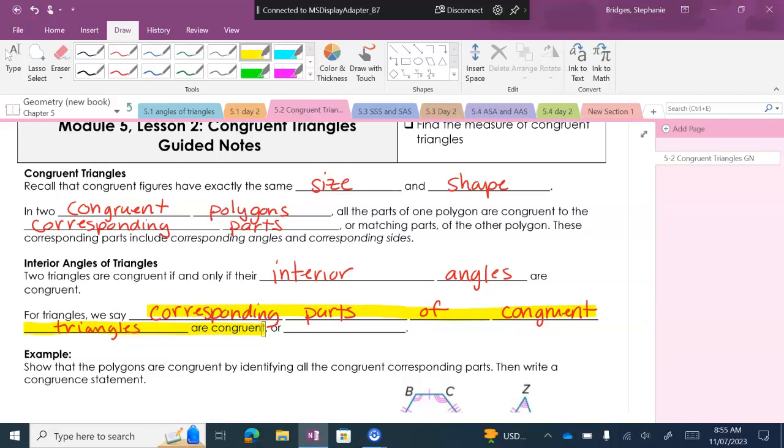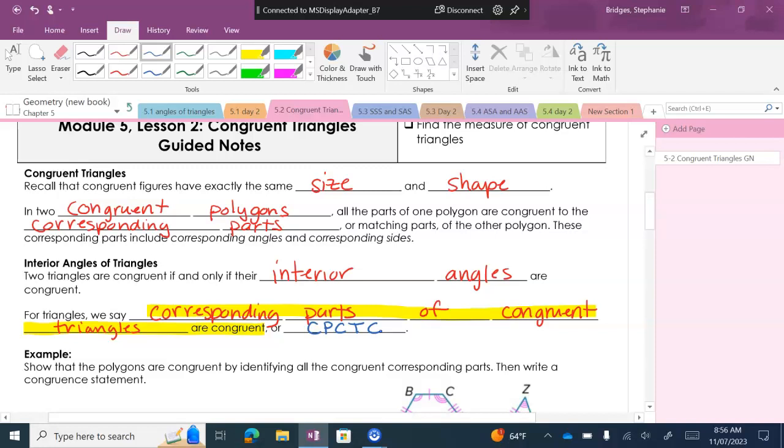That's a lot of words to write, especially when we get to our proofs. So this is what we can call it. We're going to abbreviate it. It is called CPCTC. Okay? Corresponding parts, congruent triangles, congruent. That's what that means. That's the abbreviation for it. And again, we'll use that a little bit later in our proofs in the next few days. Is everybody ready?